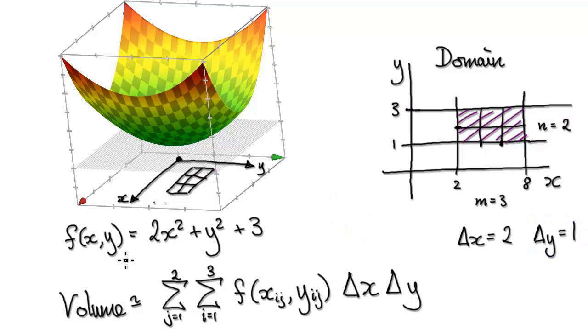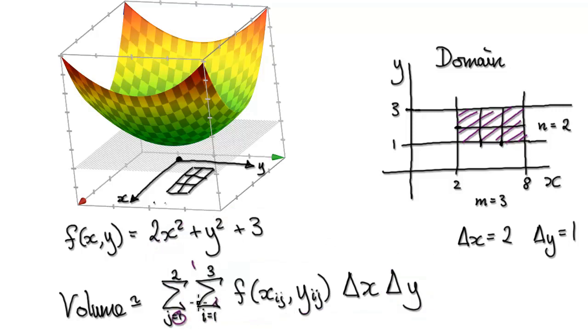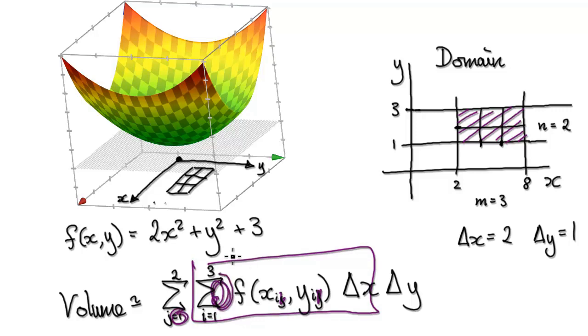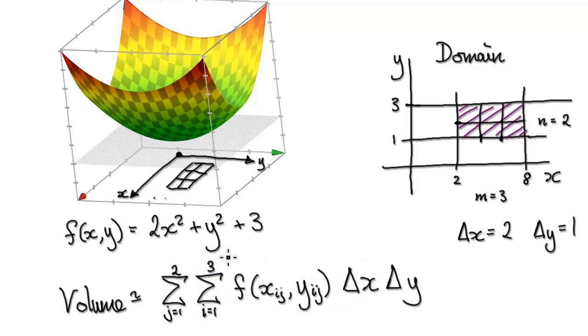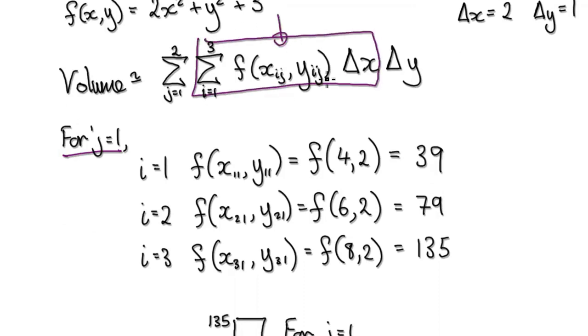So now the volume is approximately this thing here. When you look at this, it's really a summation nested inside another summation. When j is 1, everything in here, all the j's will be 1. And then all the i's here will loop around 3 times. 1, 2, 3. So this thing here is our location.